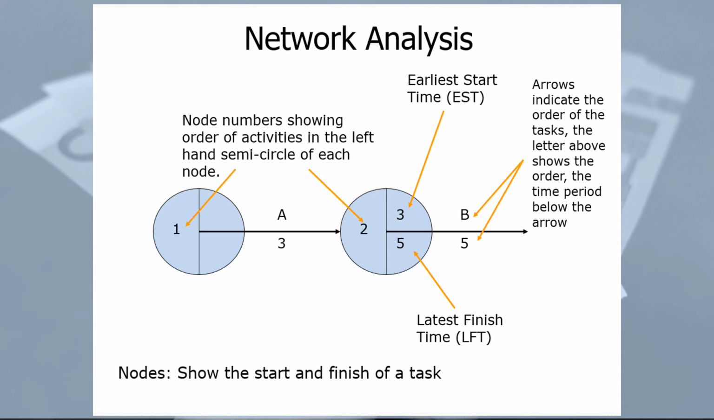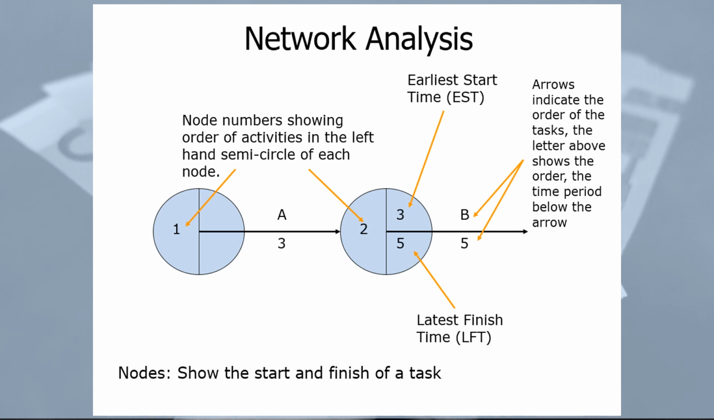So let's have a look at some numbers now. Node numbers on the left show the order of activities. Number 1 shows this is the first node, and number 2 shows this is the second node. A represents the first activity, and it's going to take 3 days. B represents the second activity, and it's going to take 5 days. Arrows indicate the order of tasks, with the letter above the arrow and the time period below it.